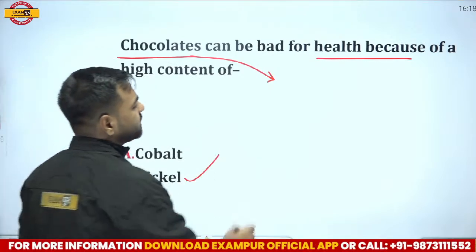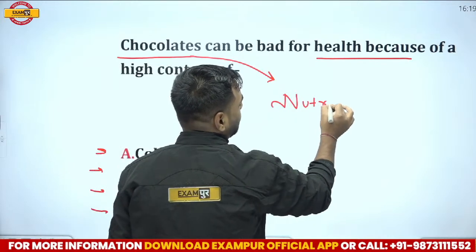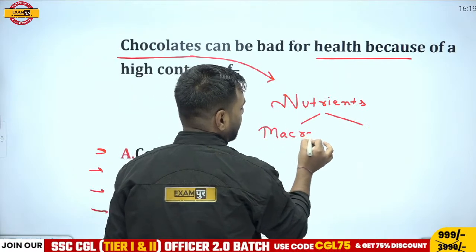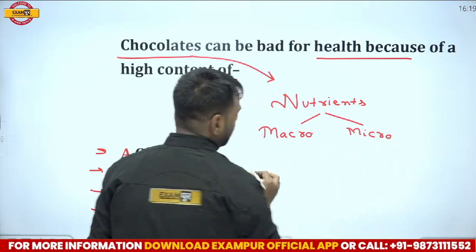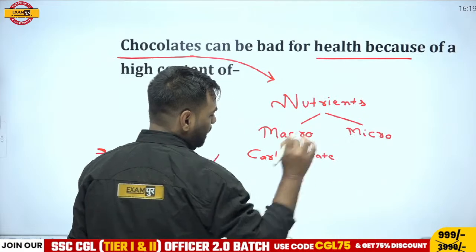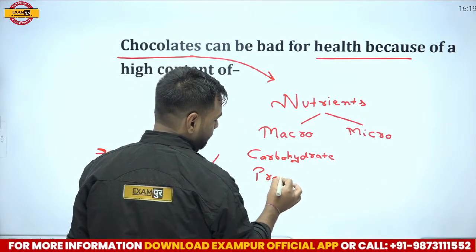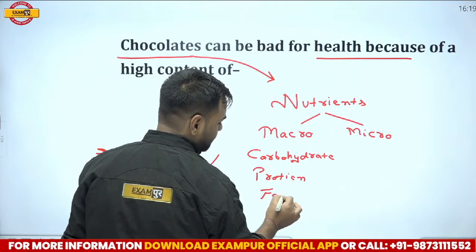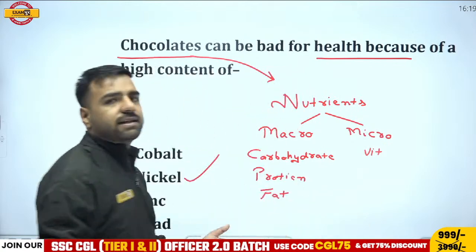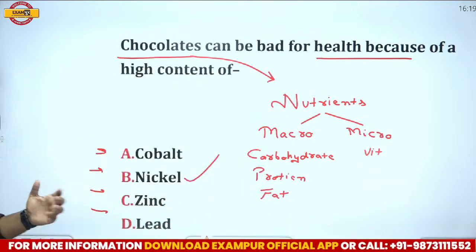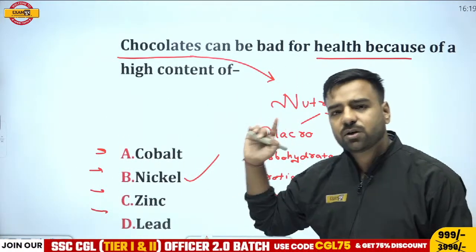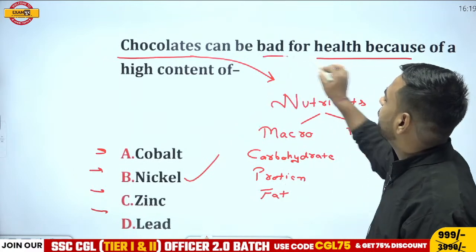What is it? So when we talk about nutrients, nutrients are of two different types. One is macronutrient, another one is micronutrient. In the macronutrient, we have carbohydrate. Apart from carbohydrate, we have proteins. Apart from proteins, we have fats. If I talk about micronutrients, we have vitamins here. Apart from vitamins, we have calcium, then zinc, all those important things. But this nickel is not good for our health. And this nickel is present in the chocolate. Because of this, chocolate is actually bad for our health.